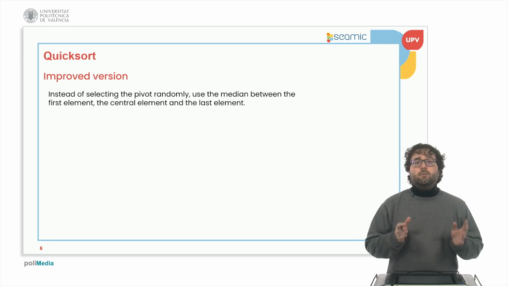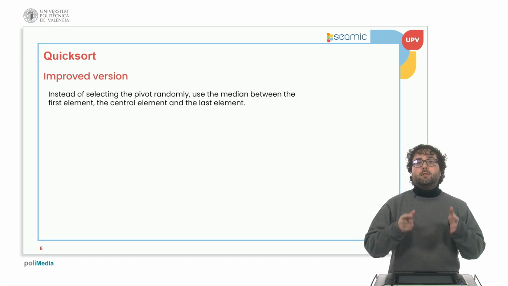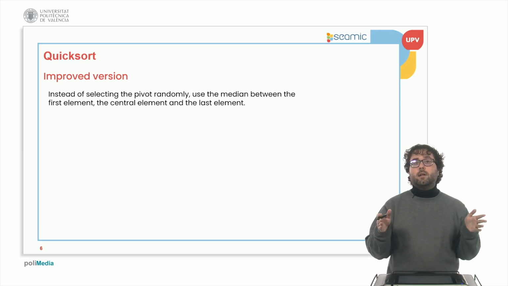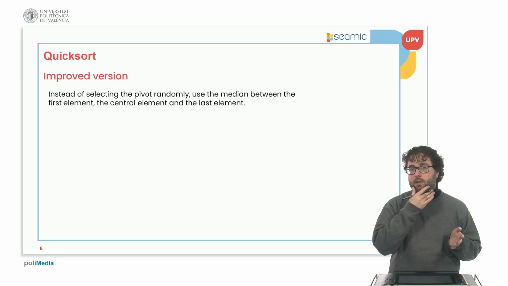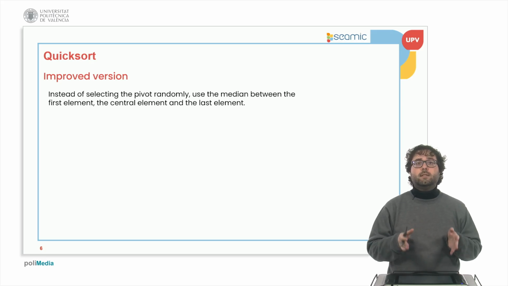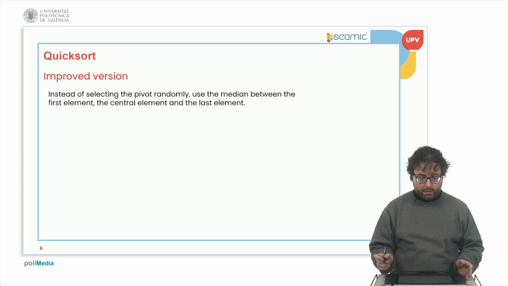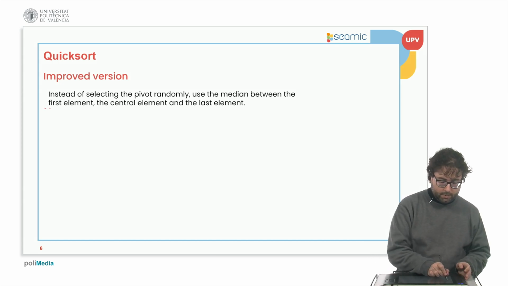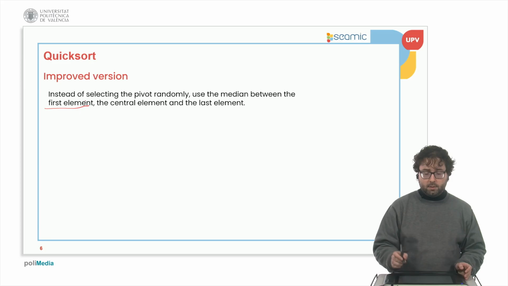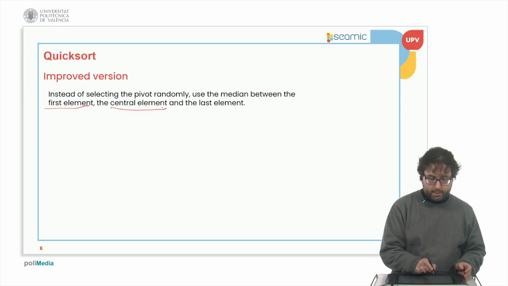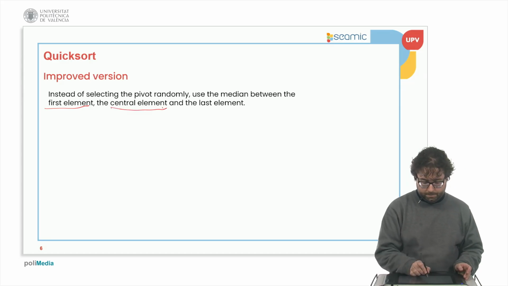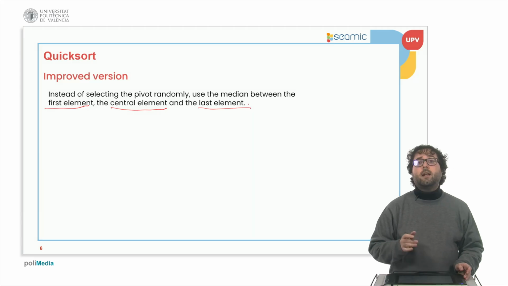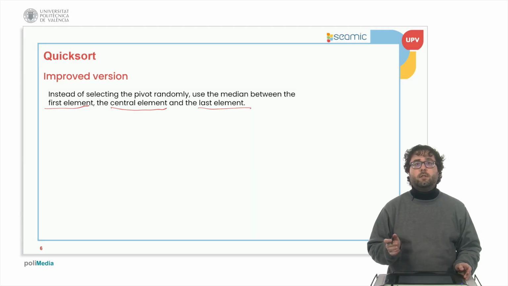One of the best ways to do it would be to compute the median of the sequence. However, that would also be expensive. So what we can do is, instead of computing the median of the whole sequence, we can compute the median between the first element of the sequence, the central element of the sequence, and the last element of the sequence.